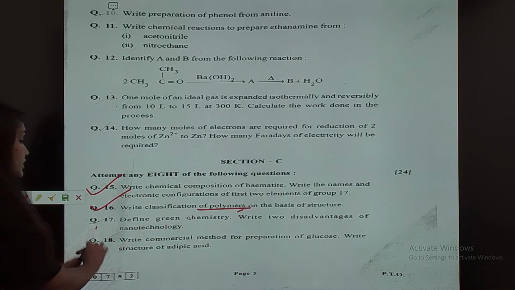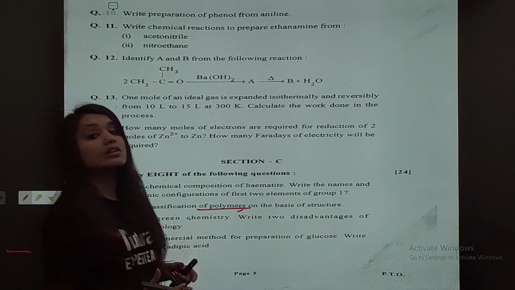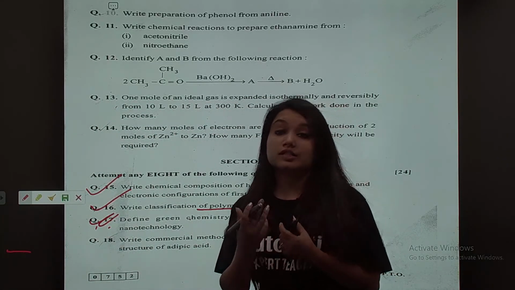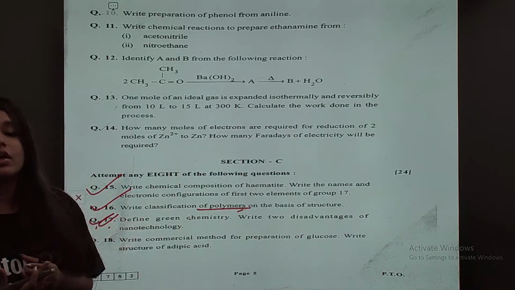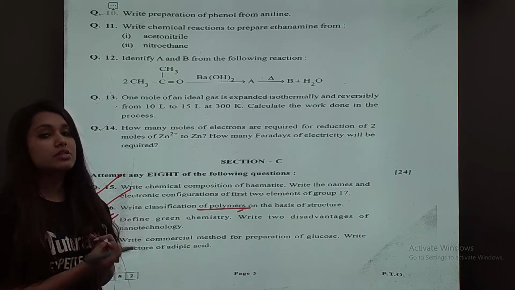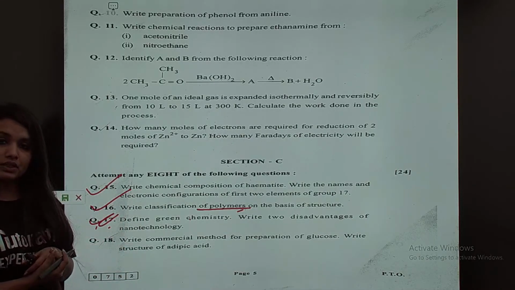Moving on to question number 17. Question number 17 is, define green chemistry. Green chemistry is very much famous nowadays. It is the branch of chemistry or the science that we are utilizing which specially designs eco-friendly or environmentally friendly products which eliminate or reduce the risk of damage. That is what green chemistry is.